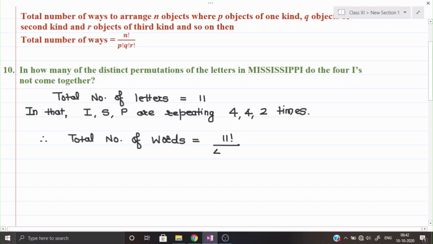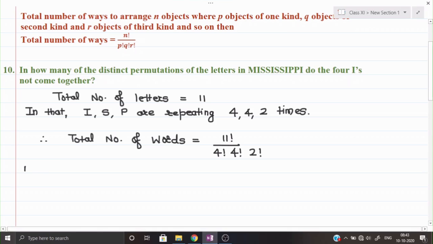I am taking I here. Then similarly I can take the second one as again 4 because S is also repeating 4 times, and the third one I can take 2 because P is repeating 2 times. So this will be the total number of words we can get here. Now this I am keeping as it is. We are finding now the total number of words where the I's are coming together. So that will mention here.